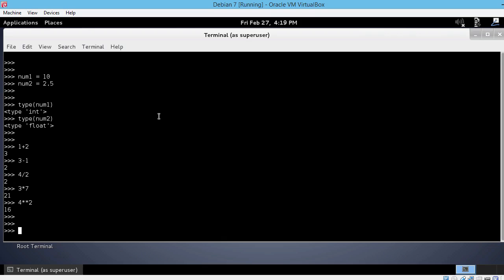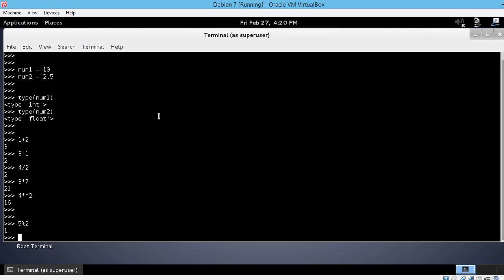Okay, now let's have a look at the modulo operation. This means finding out the remainder after division of one number by another. So let's say 5. The percent sign is the sign used for the modulo operation. So 5 modulo 2 gives us 1 because 5 divided by 2 equals 2 and a remainder of 1.